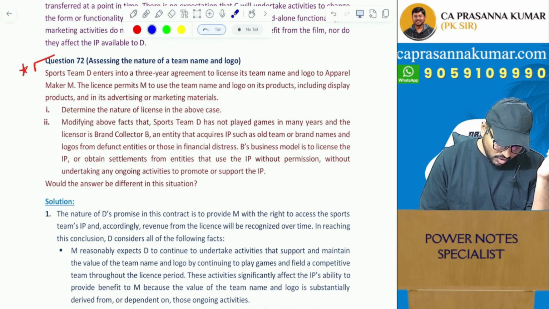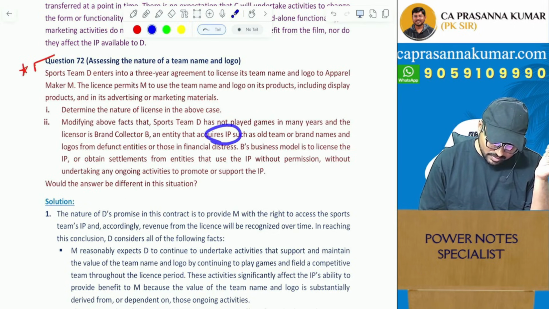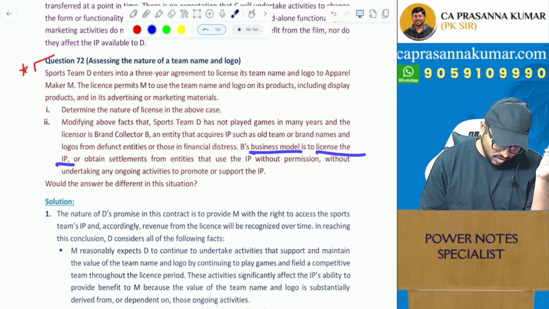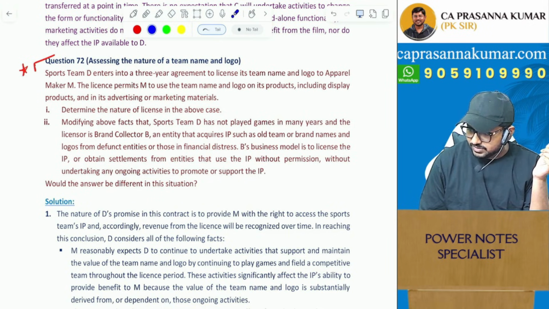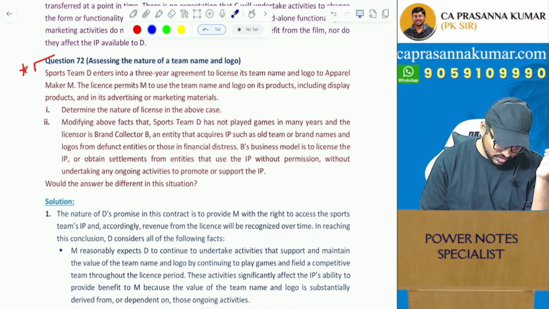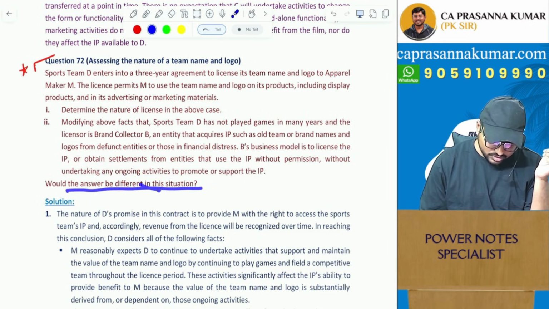Next. Modifying the above facts, Sports Team D has not played games in many years and the licensor is Brand Collector B, an entity that acquires IP such as old team or brand names and logos from defunct entities or those in financial distress. B's business model is to license the IP or obtain settlements from entities that use the IP without permission, without undertaking any ongoing activities to promote or support the IP. Very intelligent business plan, this fellow says. Would the answer be different in this situation? It's a good question.